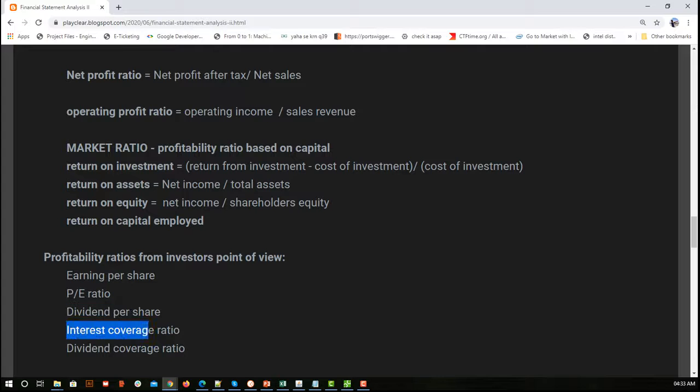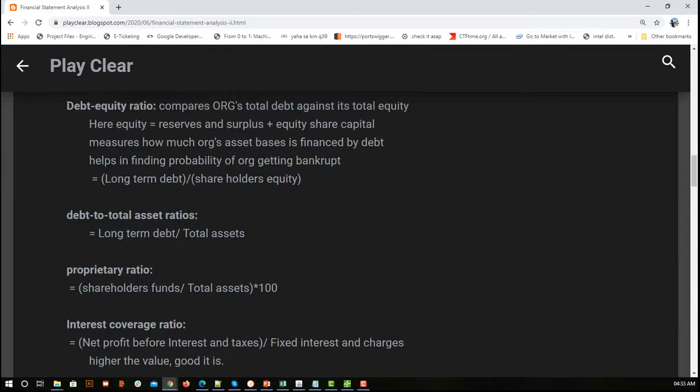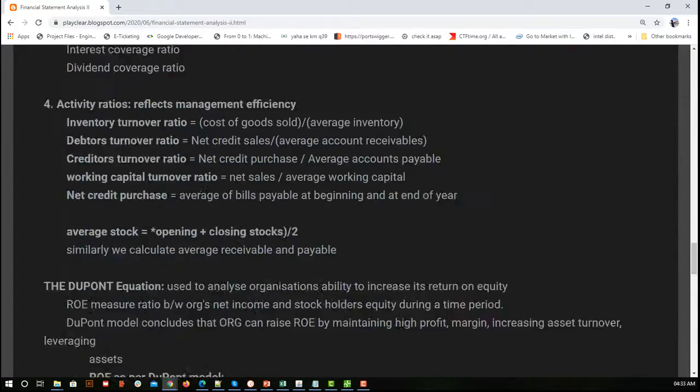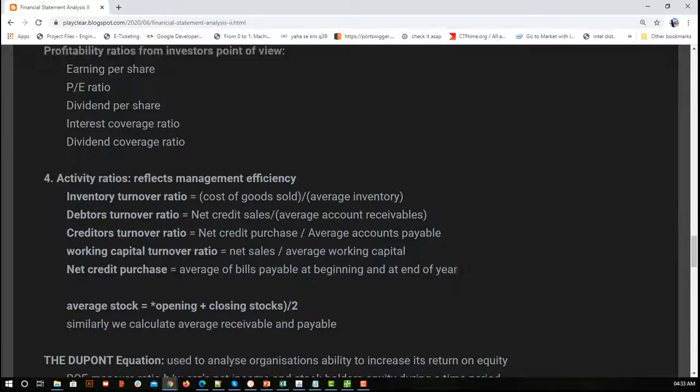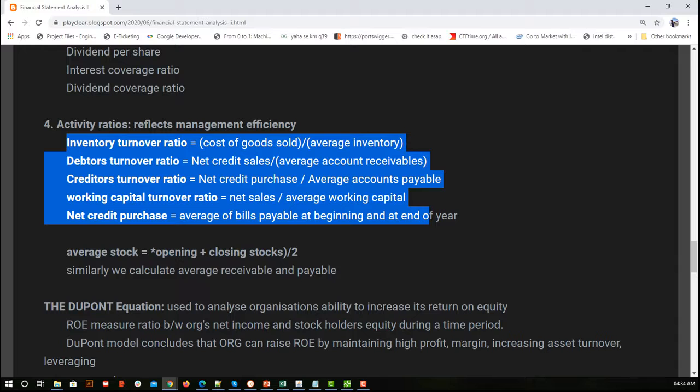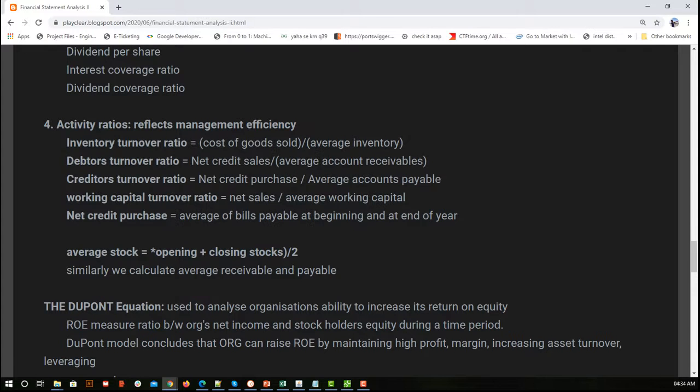And dividend per share, interest cover ratio, dividend coverage ratio: we have studied these in the profitability ratio and solvency ratio. Now the last type of ratio is the activity ratio. These are one of the easy ways of identifying how the organization is doing. Once we read the ratio, you'll get to know.